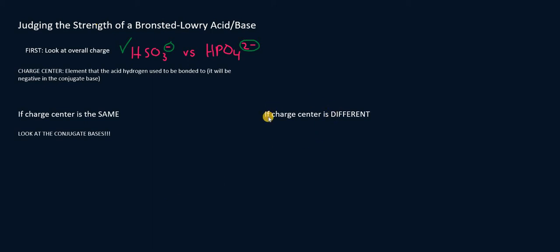But let's say you have different charge centers in your acids. And that's when you're going to have to look at size and electronegativity, and they're going to work in two different scenarios. So here is a nice classic example of having two different charge centers. And our acids here are HF and HBr.